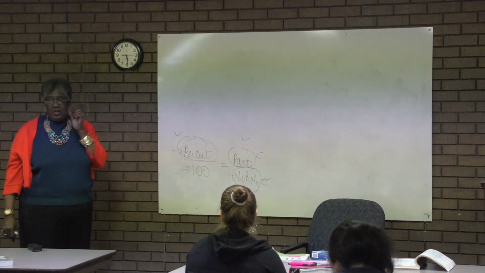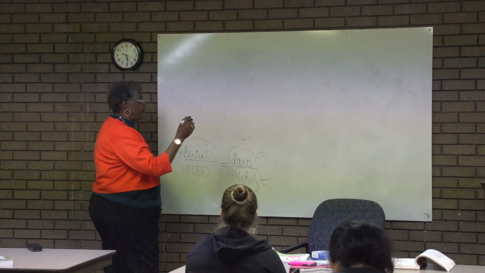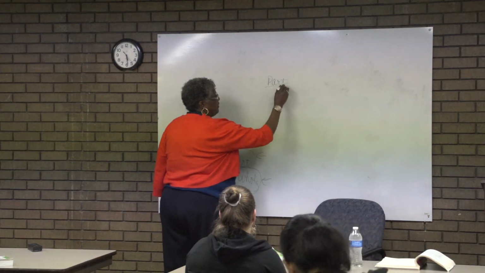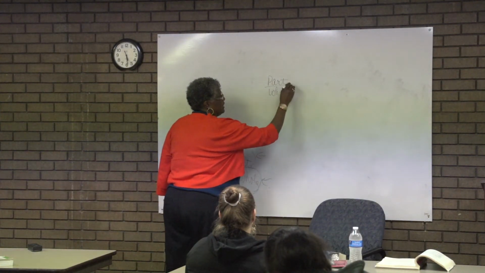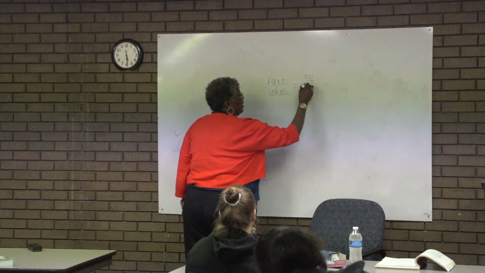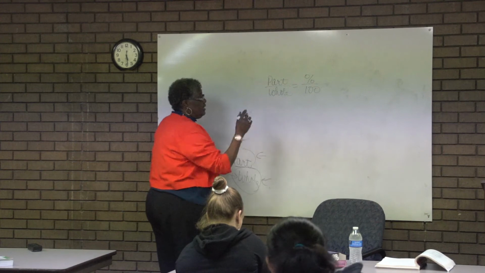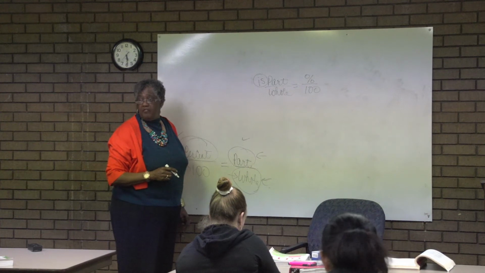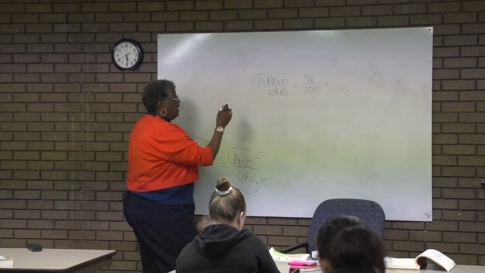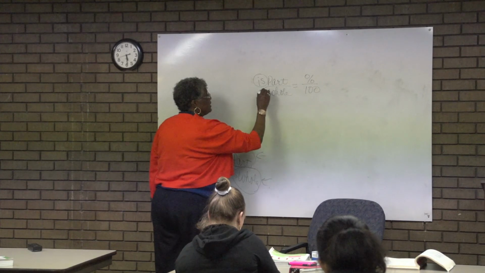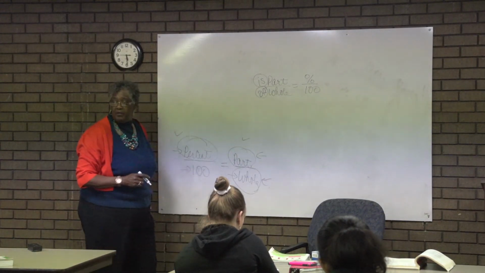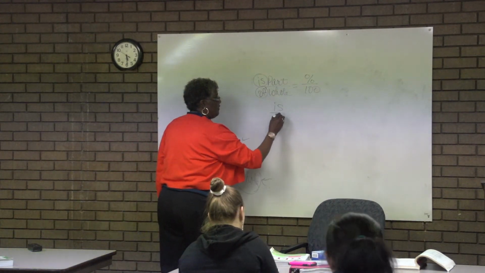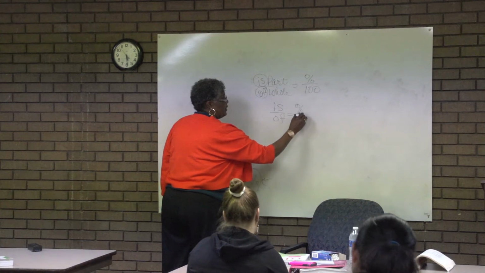Once you figure out what that one thing is, once you set it up, you're going to remember that the part over the whole is equal to the percent over 100. Okay? The part is always the "is" part of the sentence. So instead of part, you can remember "is." And the whole is always represented with the "of." And I'm going to give you some examples of that. So you can actually memorize is over of equals percent over 100.